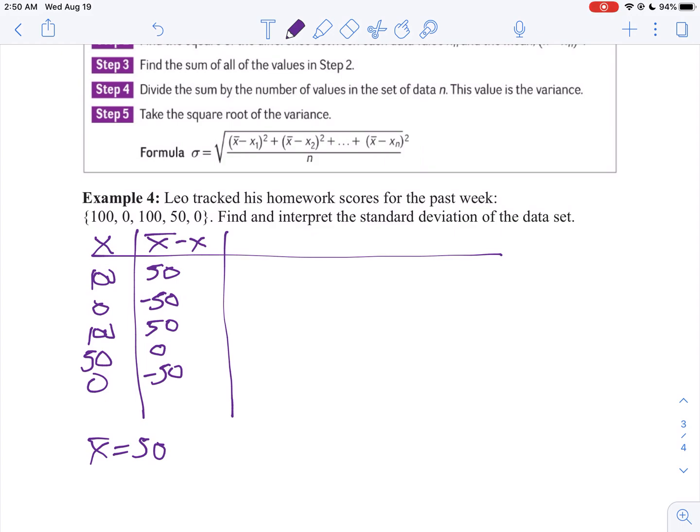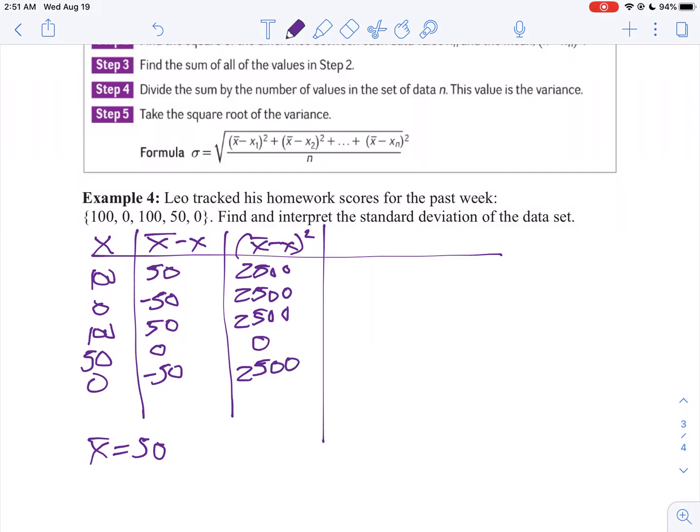So what happens is we want to punish the data for being far away from the mean, and I'm going to keep everything positive. So at this point, I'm going to take each one of these numbers and square it. So 50 squared is 2,500. Negative 50 squared is also 2,500. 50 squared, we already did, is 2,500. 0 squared is 0. And then 2,500.